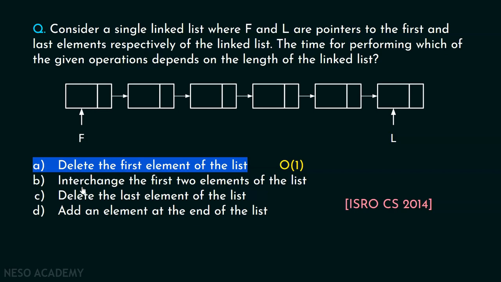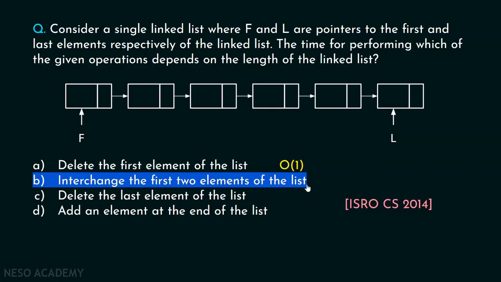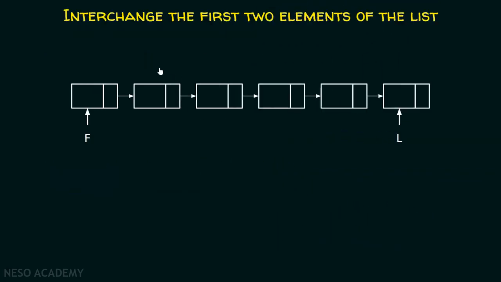Now let's discuss option B, that is interchange the first two elements of the list. Let's see what happens when we interchange the first two elements of the list. Obviously we need another pointer, that is t pointer, which must point to the second node of the list. In order to interchange the first two nodes, we have to make changes in their link part. Here the first node must point to the third node and second node must point to the first node. That is what we will do.